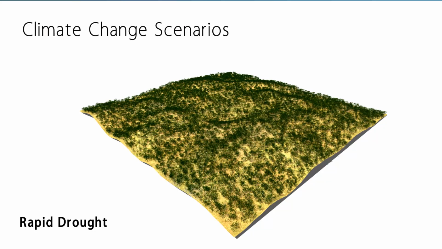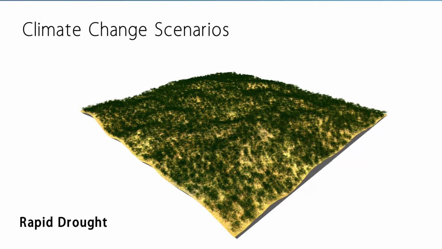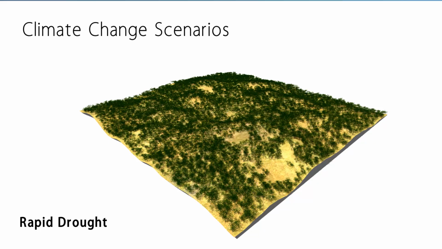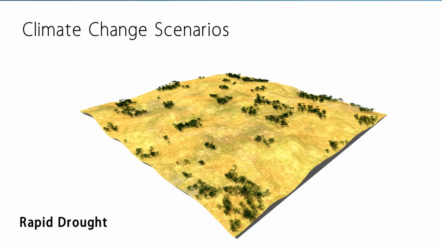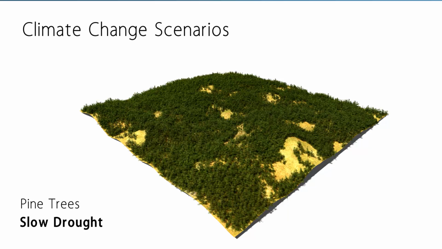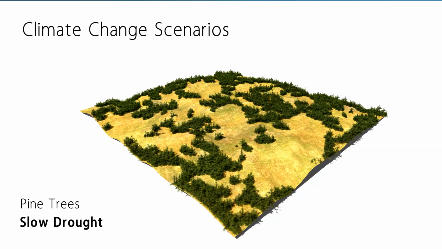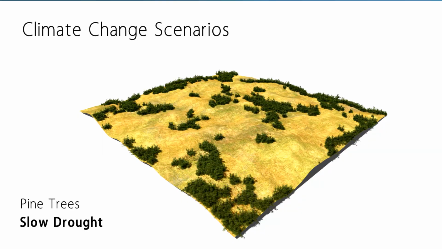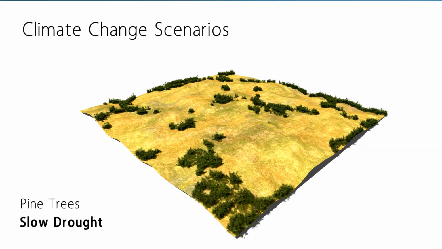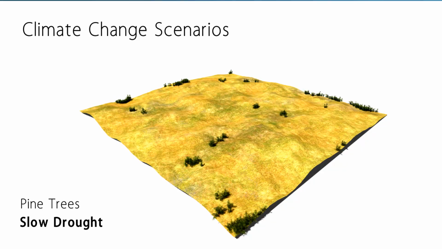If we decrease precipitation by a factor of 10, the same shrubland exhibits a dynamic vegetation pattern that is less uniform compared to the slow drought scenario. We repeat the slow drought experiment with a more persistent pine tree species. Due to the slower adaptation of pine trees, gaps form more readily compared to the experiment with the faster growing shrubs.